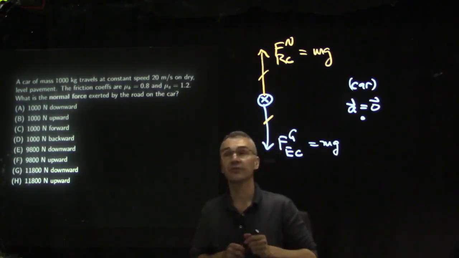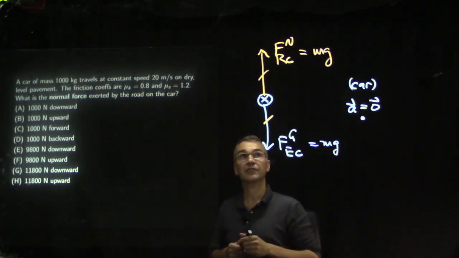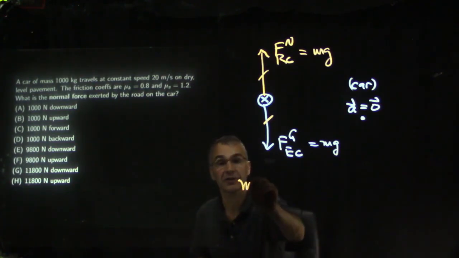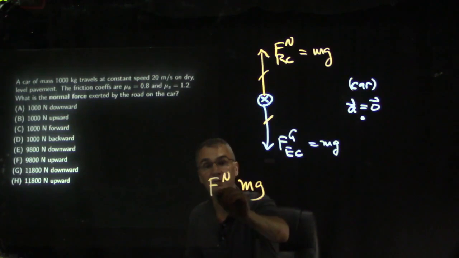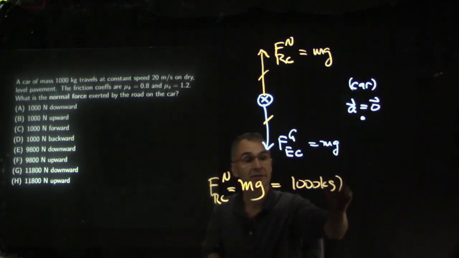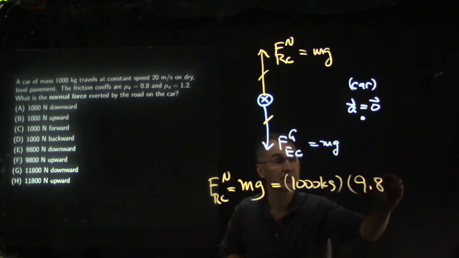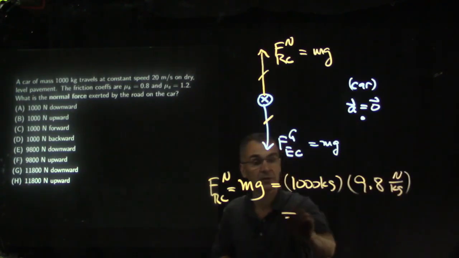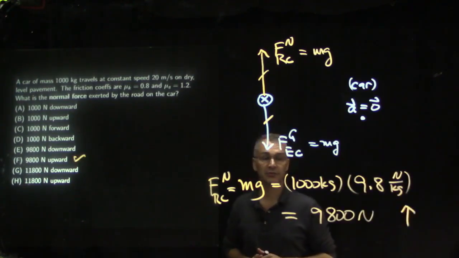So then the normal force exerted by the road on the car is just g times the mass of the car. So the normal force by the road on the car is mg, which is 1,000 kilograms times 9.8 newtons per kilogram, which is 9,800 newtons upward.